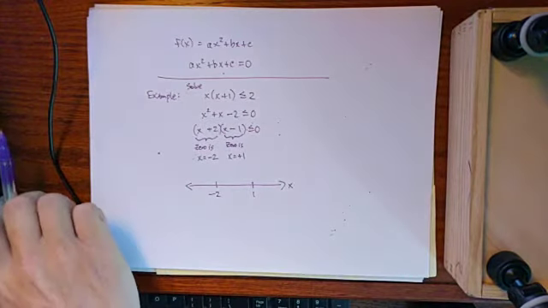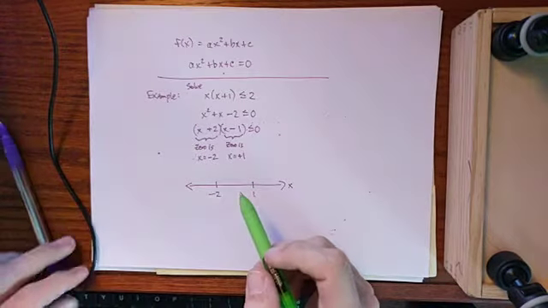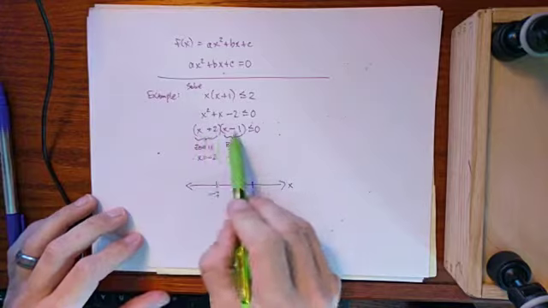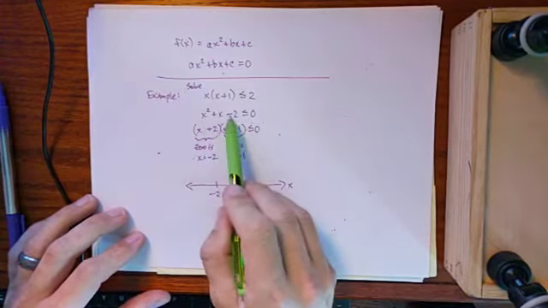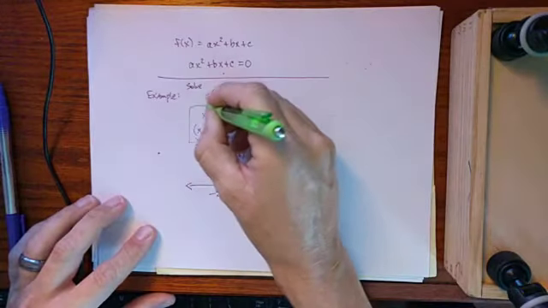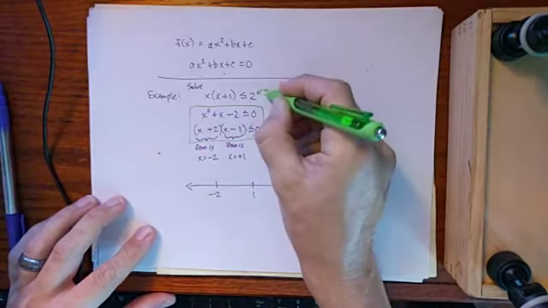Okay, so what I'm wanting to do now is I want to put some test values into this factored form. You can use the unfactored version too, but you definitely want to use one of these, not the one up top. Okay, don't use that.